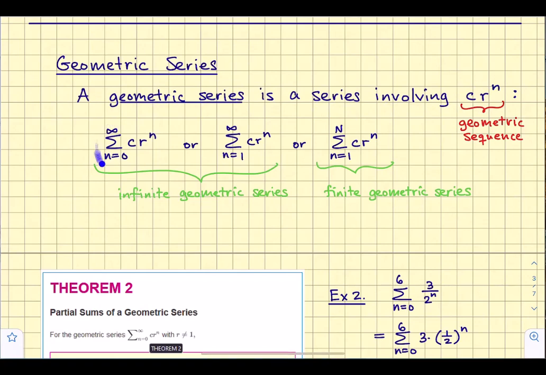Now, it could look like this. It could be an infinite geometric series. It could look like this. Notice these start at two different places, but they still have the same core component of c r to the n, the geometric sequence. Or it could be a finite geometric series. And now these are completely different than these. We need to keep them in separate categories, but we would call all of these geometric series.